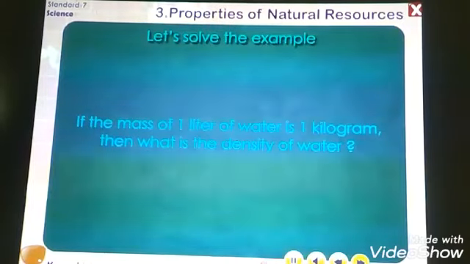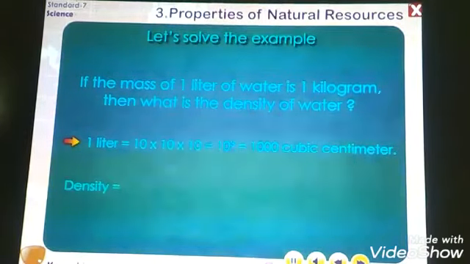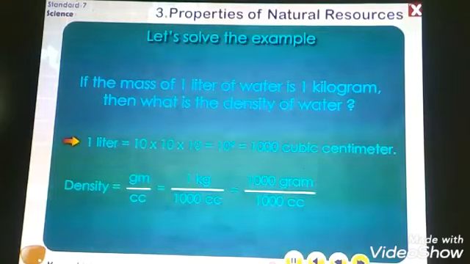Let's solve the example. If the mass of 1 liter of water is 1 kilogram, then what is the density of water? 1 liter is equal to 10 into 10 into 10, that is 10 cube, is equal to 1000 cubic centimeter. Density is equal to 1 kilogram upon 1000 cubic centimeter, is equal to 1000 grams per 1000 cubic centimeter, is equal to 1 gram per cubic centimeter.